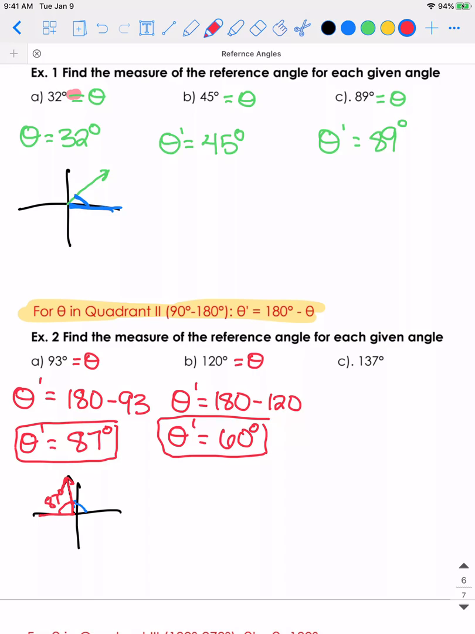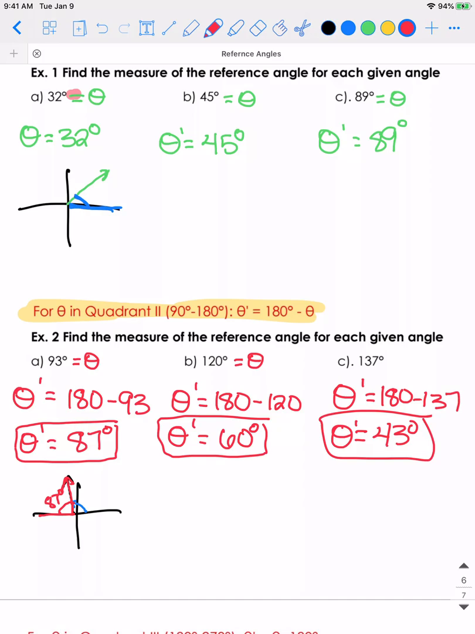Okay, so what I want you to do is try letter C. Okay, letter C, you should have taken 180 degrees and subtracted 137. When you did that, you should have gotten 43 degrees. If you got that, good job.